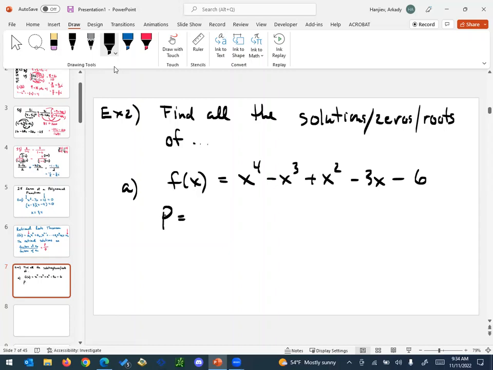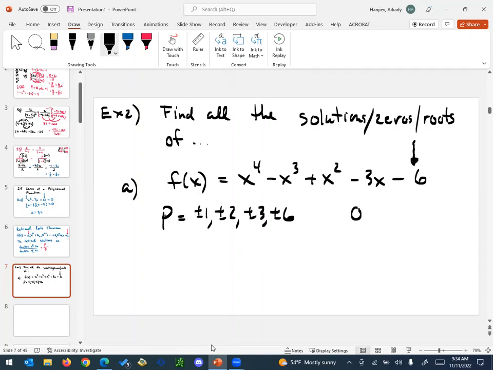So here it is. What we need to do is figure out P is going to be all the ways I can get a 6. Daniel. All the ways we can get a 6. So I guess we can do this here: plus or minus 1, plus or minus 2, plus or minus 3, and plus or minus 6. Tell me if you guys agree. So I need all the factors of this guy here.